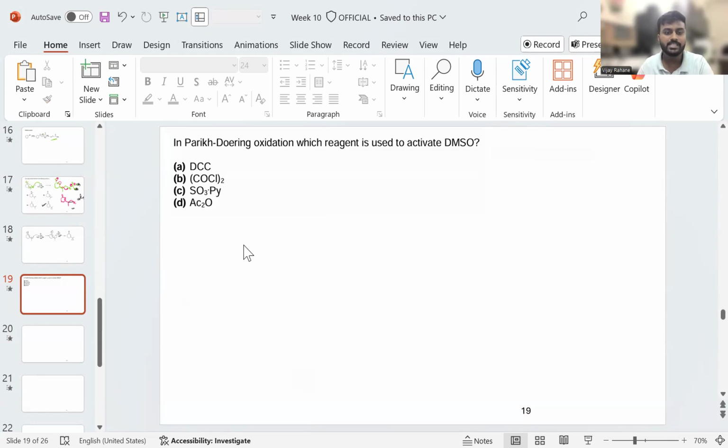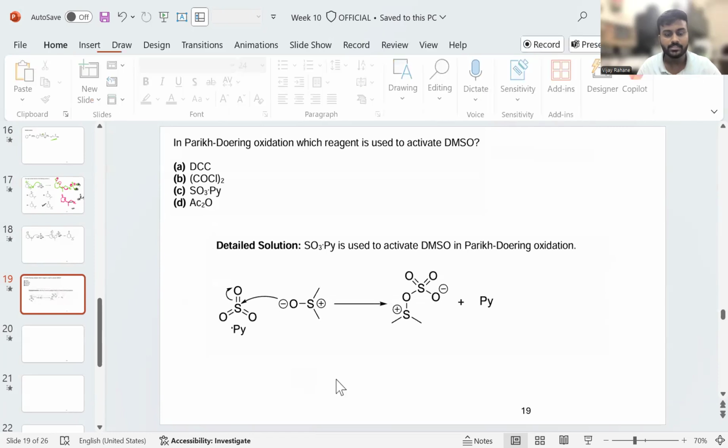We have been given a list of reagents: DCC, oxalyl chloride, SO3 pyridine, and acetic anhydride. So which reagent is used for this reaction? For this reaction, the SO3 pyridine reagent is used. So I'll directly put the answer.